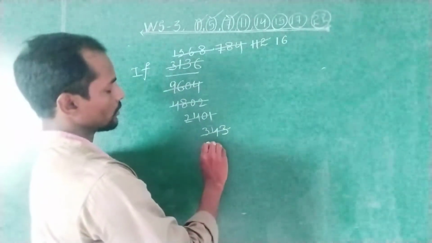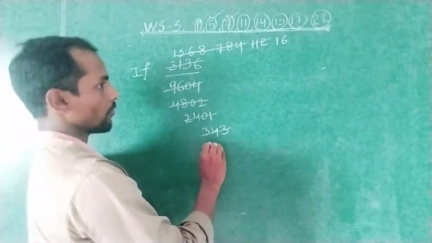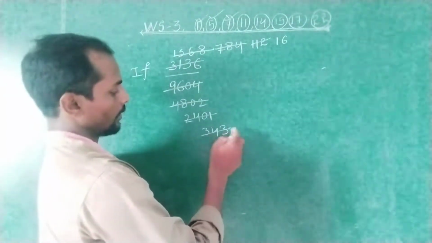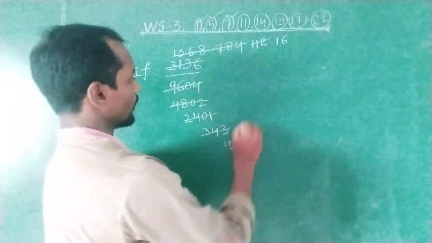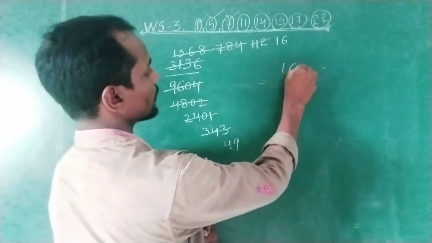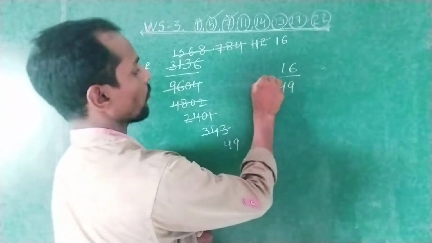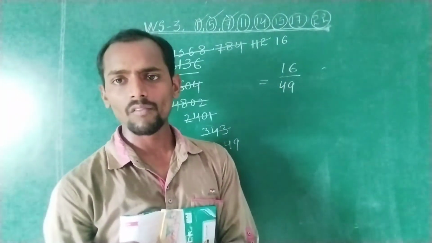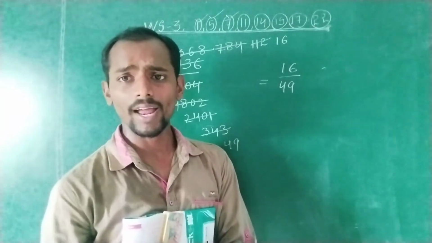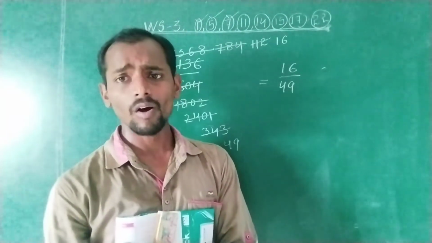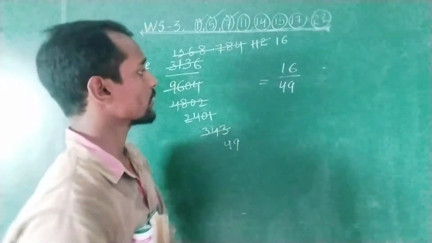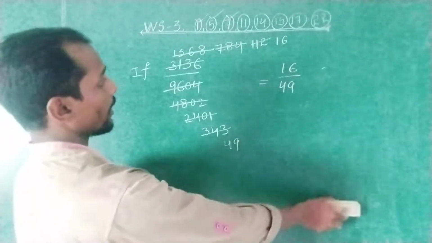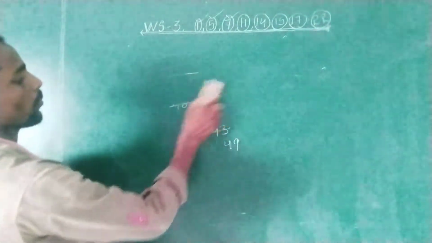Now 7 fours are 28. 7 nines are 63. So the reducible form is 16 by 49. These two numbers are co-prime numbers. When both terms of the fraction are co-prime numbers, then the fraction is in the simplest form or irreducible form. Your answer is 16 by 49. Let us discuss problem number 11.